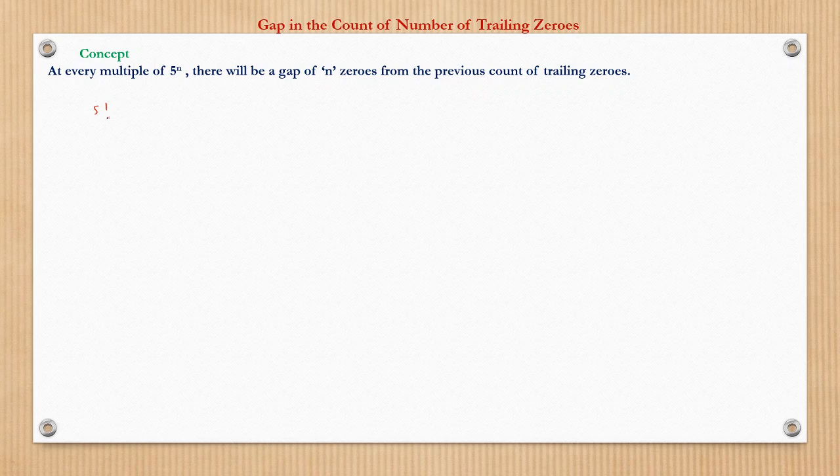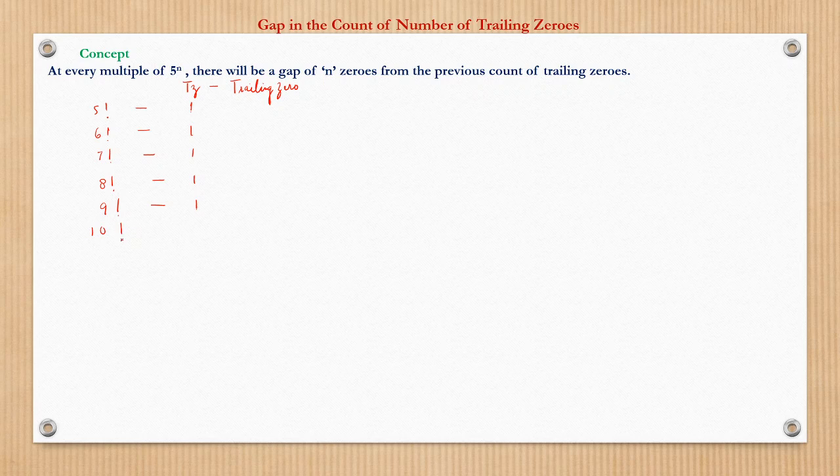So 5 factorial, how many trailing zeros does it have? 5 by 5 is 1, so it will have 1. Now 6 factorial: the IGP of 5 in 6 factorial would be 6 upon 5, 1 only, right? Then 7 factorial also 1, 8 factorial also 1, 9 factorial also 1. Trailing zero I refer to as TZ. TZ is nothing but trailing zero.